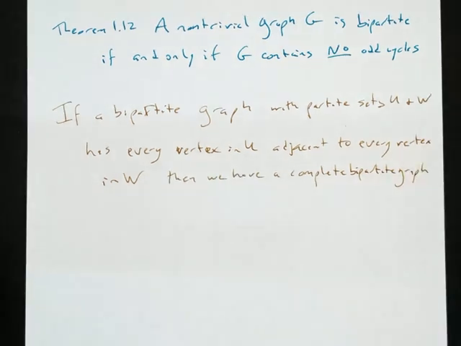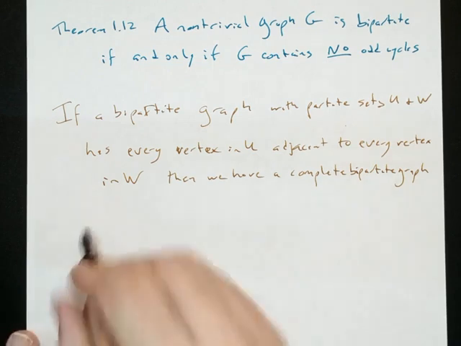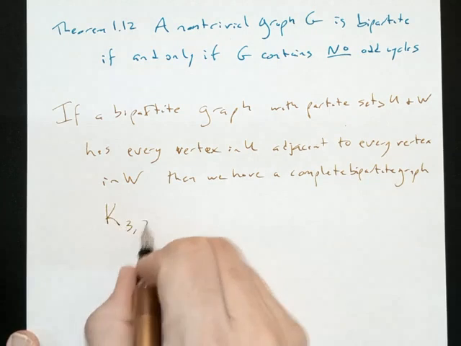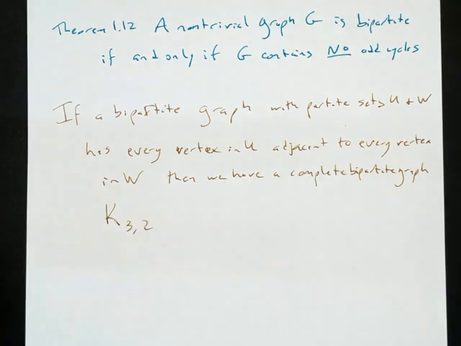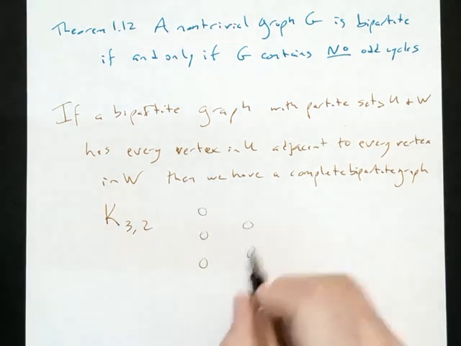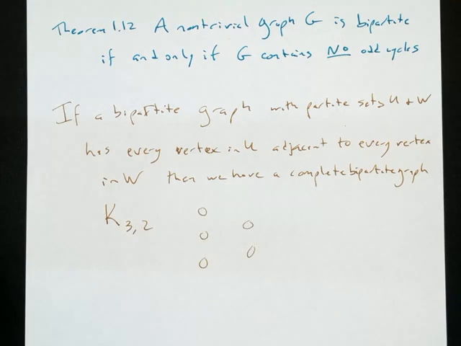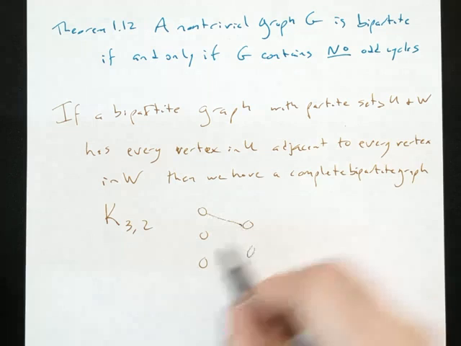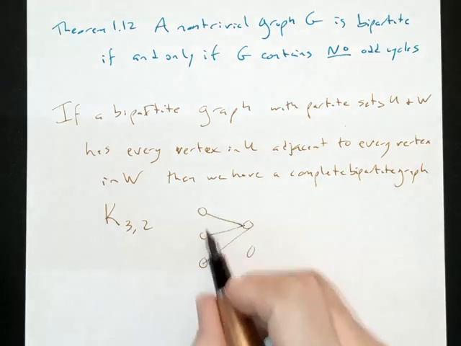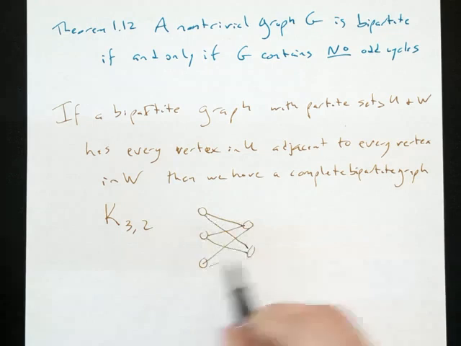In which case, we'll pick one of the sets and tell me how many things are in it. So let's say I had 3 on one side and 2 on the other. So I could say a complete bipartite graph with 3 on one side and 2 on the other. So that would look like this, right? 3 on one side, 2 on the other, but everything over here is connected to everything over there. By the way, what does K2,3 look like? Just flip the two sides. Big deal.